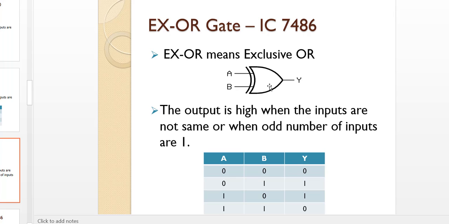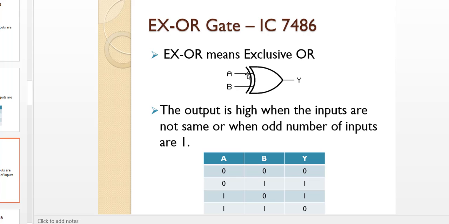So please look at the symbol. What kind of symbol is it? See, this is the symbol for the XOR gate. Simply draw the symbol of the OR gate, and then add one more line in this pattern. So this becomes the XOR gate. Why like this? Because this is an exclusive OR.